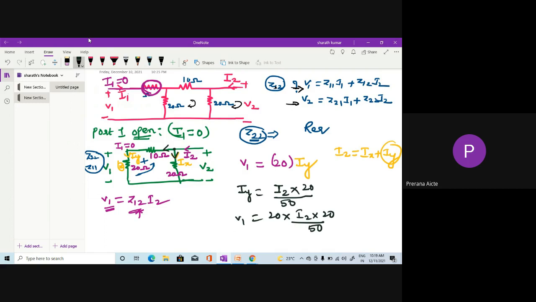Look at this equation: Z12 is equal to V1 by I2. See how logical it is. One is there, two is there. Z is nothing but the ratio of voltage to current, Z is equal to V by I. So Z12 is V1 by I2. We already have V1 and I2, so V1 by I2 is equal to 20 into 20 divided by 50. How much do you get? 8 ohm.